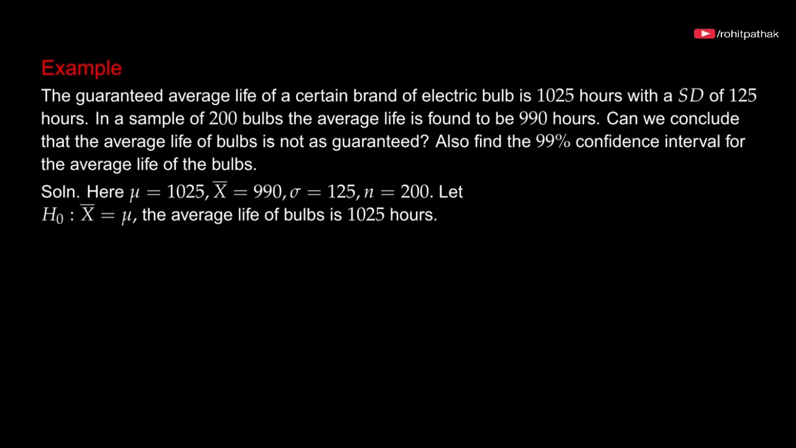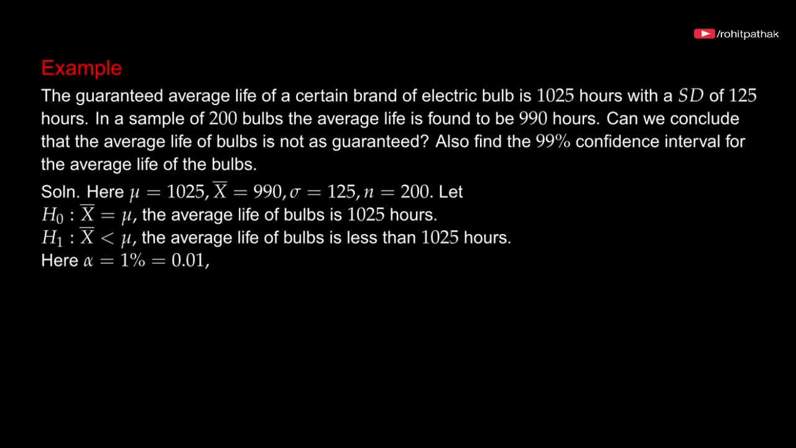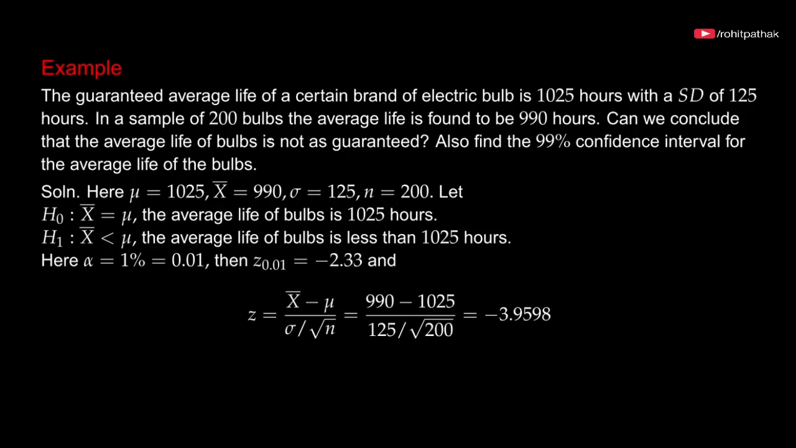That means the average life of bulbs is 1025 hours. H1: the average life of bulb is less than 1025 hours. That means the guaranteed life is less than 1025 hours. Here alpha equals 1%, that means 0.01. So here we have to note down the 1% area corresponding to this level of significance. On the left hand side, this value of Z alpha is minus 2.33, which is 1% area on this side, the left hand side. So this corresponds to Z alpha equal to minus 2.33.